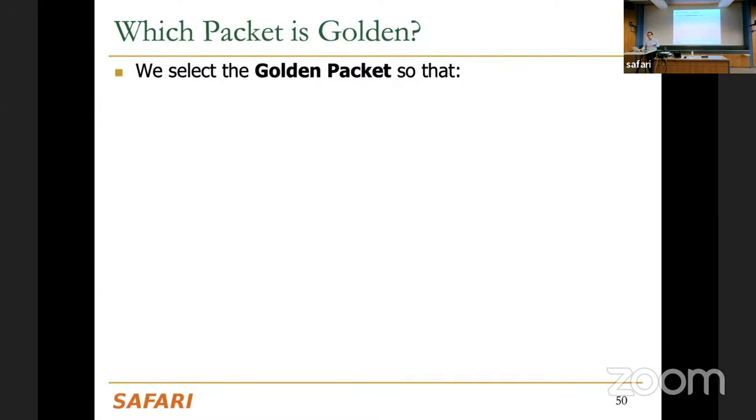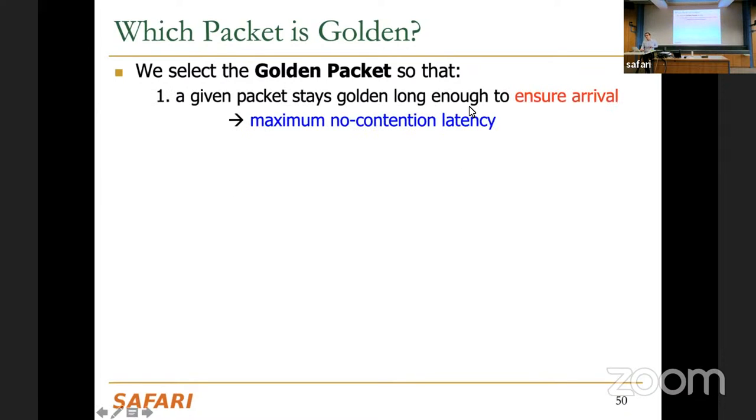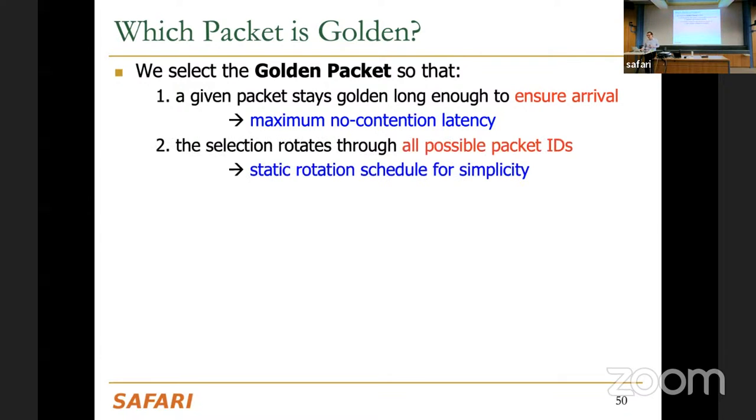Okay. So of course, the question becomes, how do you select the golden packet? There are some implementation issues. I will go through this relatively quickly, but a given packet stays golden long enough to ensure arrival at its destination. Clearly, if it stays golden long enough, it will eventually arrive at its destination because it gets prioritized in all of the routers. There's some maximum latency for which it has to stay golden, which is the maximum no-contention latency, because it gets prioritized in every router. This is important. You need to calculate that and ensure that it stays golden that long. The way we implement this is very simple. There's a global selection. Every router employs a global rotation policy. Every router essentially knows which potential flit in the network is golden at any given point.